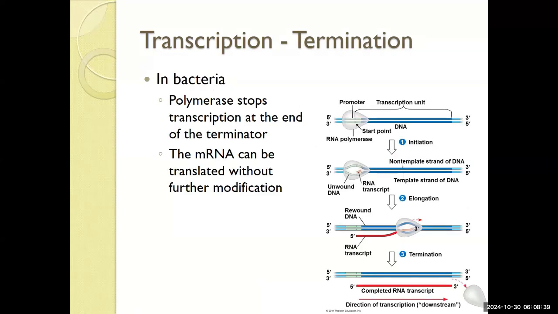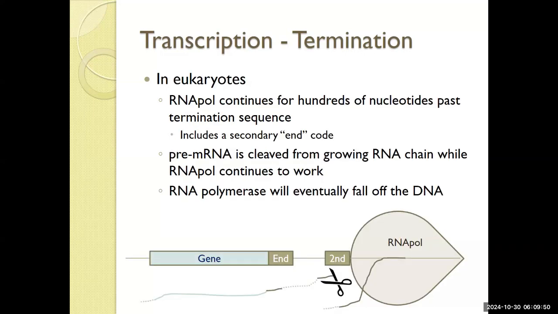How does it know it's done? In bacteria, polymerase will stop at the end of a terminator sequence, and the mRNA is ready to go right then and there. It's released and able to be translated or folded up and utilized as a tRNA or rRNA immediately. In eukaryotes, however, the RNA polymerase will continue for hundreds of nucleotides past the termination sequence until it reaches a secondary stop code. In eukaryotes, it needs to have confirmation, a double end, an "are you sure you're sure" stop code, before the pre-mRNA is cleaved from the growing RNA chain.